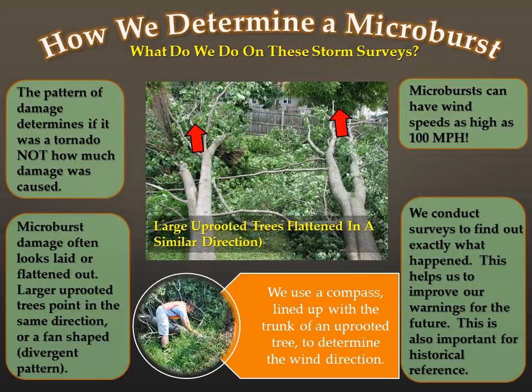Here's an example of a straight line wind microburst. Notice how the large uprooted trees are flattened and pointing in similar directions. Microbursts can have winds as high as 100 miles per hour and are sometimes more powerful than the weak tornadoes which are typical of New York State and Pennsylvania.